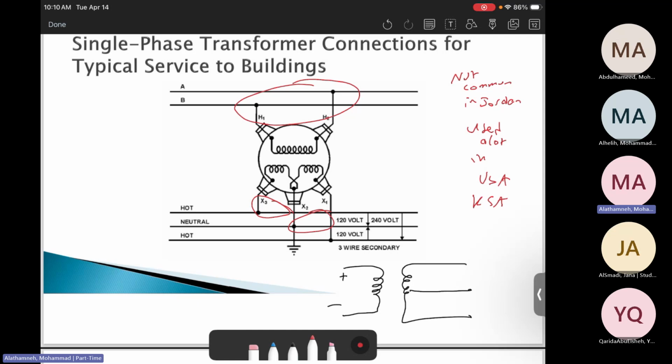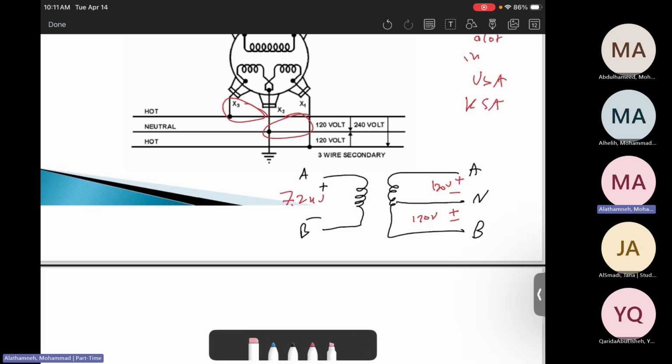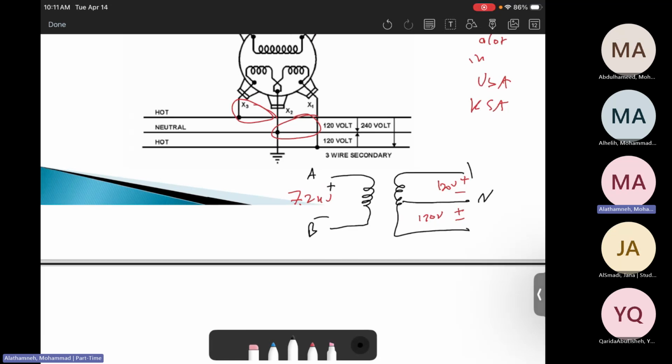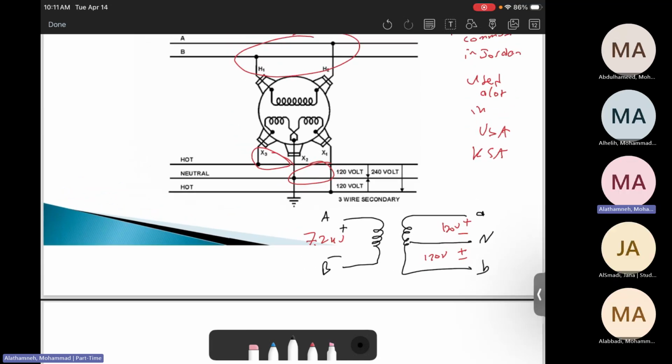So the thing here, we have the voltage at 7.2 kilovolts, and the other side is plus minus 120 volts. Here is plus minus 120 volts. Then here, this is phase A and B. This is A, B, and neutral. Or let me call them lowercase a, b, and neutral.